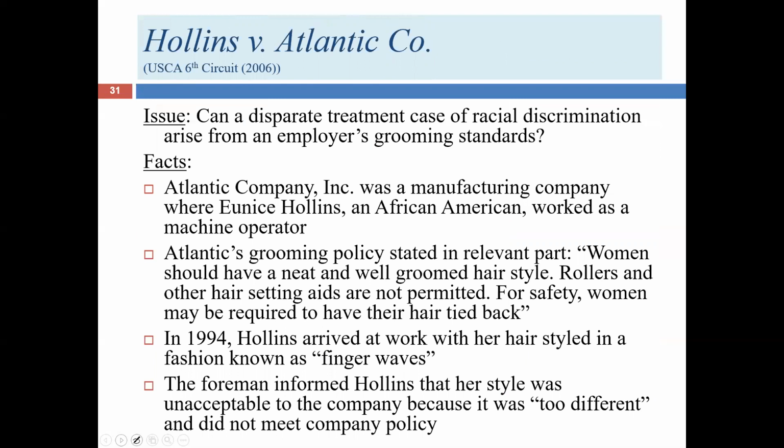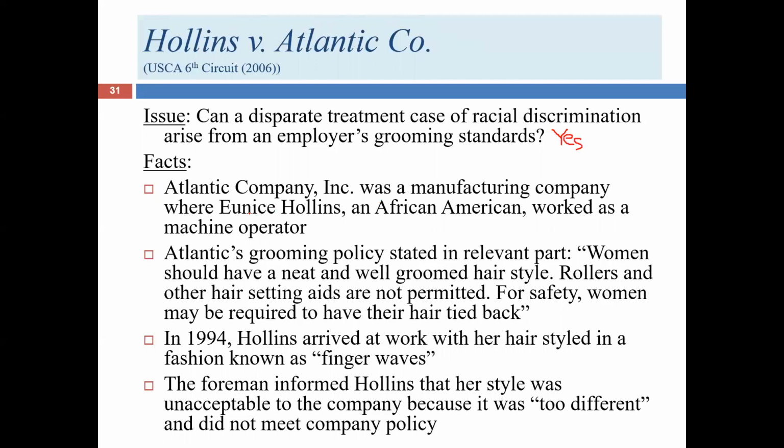So the question is, can a disparate treatment case of racial discrimination arise from an employer's grooming standards? And the answer, you probably know before we even go here, is yes, of course it can. You can pretty much discriminate against anything, and it's unlawful when you do.